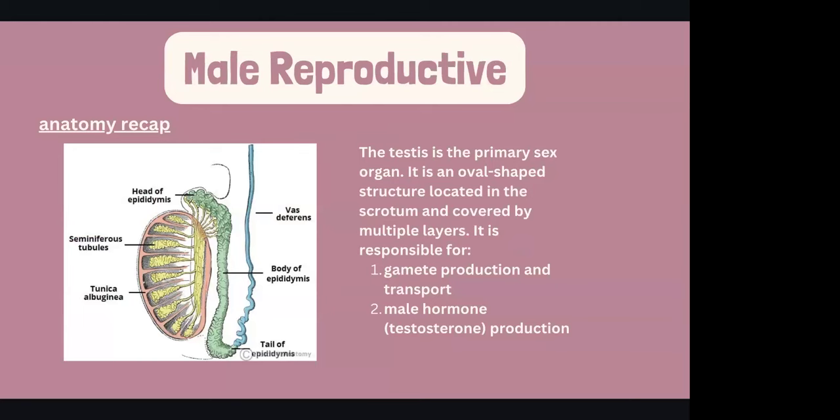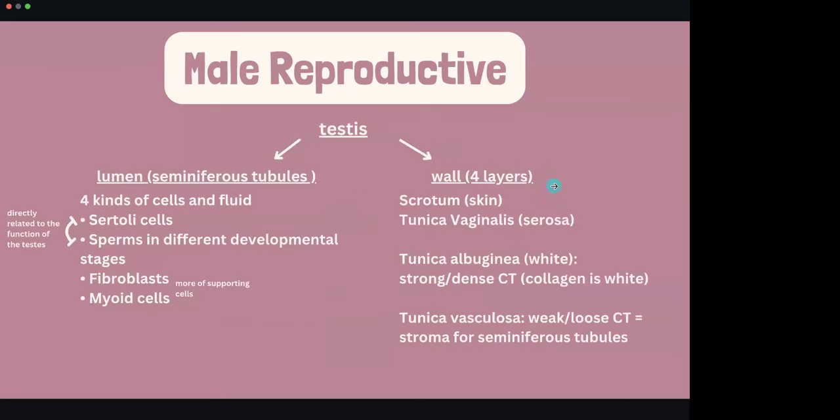It's an oval-shaped structure located in the scrotum, and it's covered by multiple layers, which we'll see in just a second. It's responsible for two main functions: gamete production and transport, and the production of the male hormone testosterone.